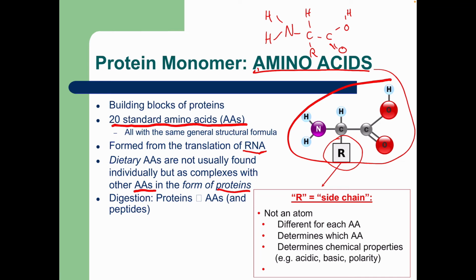And we can see here that the R side chain is not an atom. It's different for each amino acid, and it determines which amino acid it is. So essentially, whatever the R group is, that will define whether it's serine, leucine, etc. And it also determines the chemical properties. So proteins, as we'll see, can be classified as acidic, basic, and also nonpolar and polar. And then also essential and non-essential.